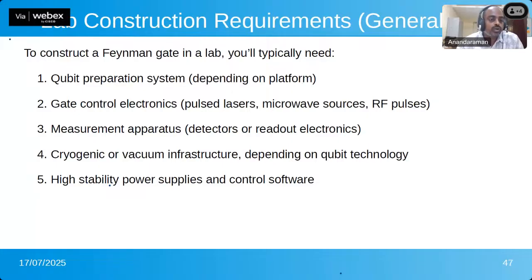Qubit preparation is for quantum; whenever a qubit comes, it is for quantum. Gate control electronics use an RF pulse, microwave source, or pulsed laser to manipulate the position of the electron inside the atom, or photon, depending on the case. I'm talking about the superconducting qubit or NMR-based qubits. Based on the pulse, it will rotate 180 or 360 degrees. Detector and readout electronics, cryogenic and vacuum structure preserve it from outside disturbance. Power and control software are also needed.